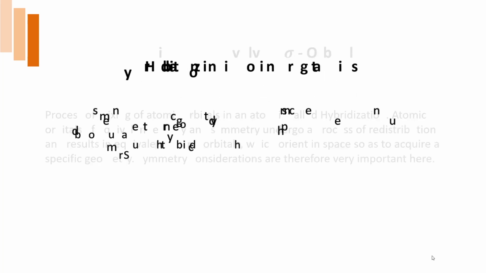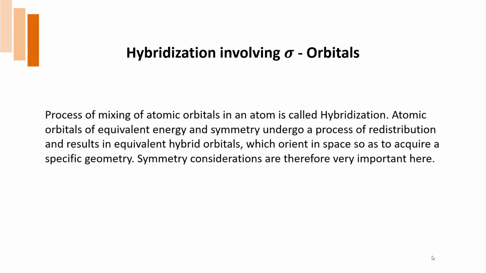Well, basically, hybridization is nothing but mixing of atomic orbitals of appropriate energy. And after mixing, they produce an equivalent number of orbitals, and they are directed in space so that they acquire a specific geometry. And therefore, the symmetry considerations are, of course, very important.